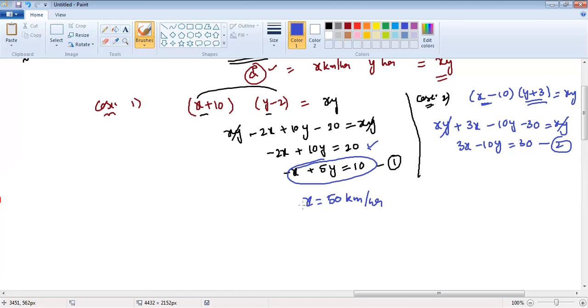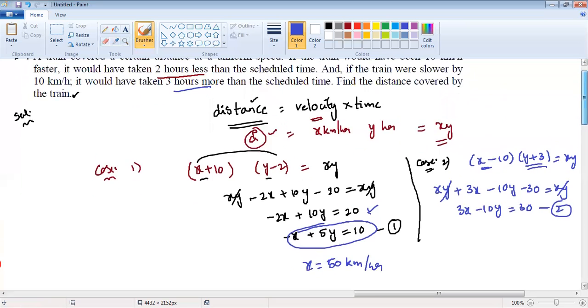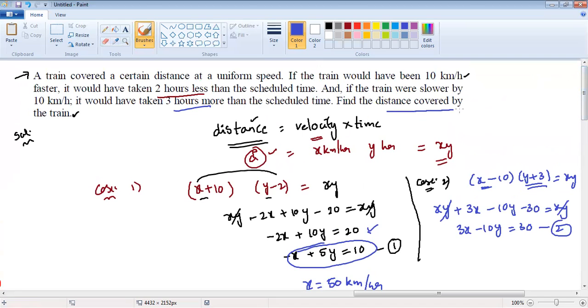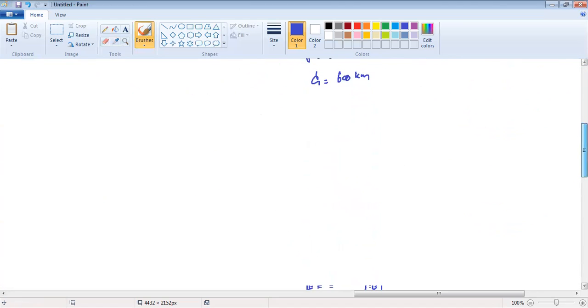Y is 12 hours, and the distance is equal to 600 kilometers. So the speed of the train initially is 50. The distance covered by the train is 600 kilometers. That's all. So you're not confused, right? Next, one more question.